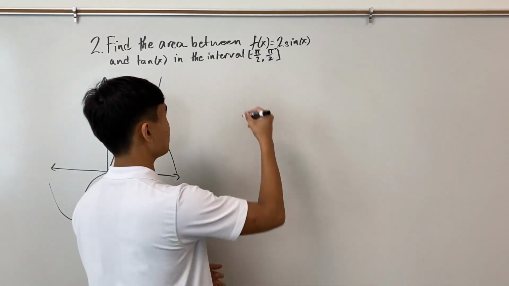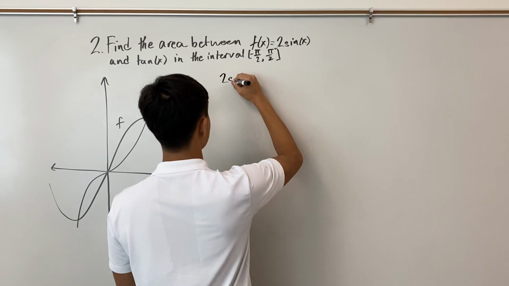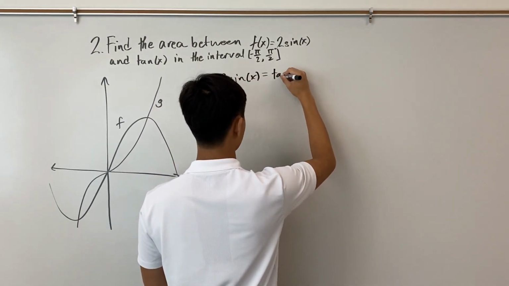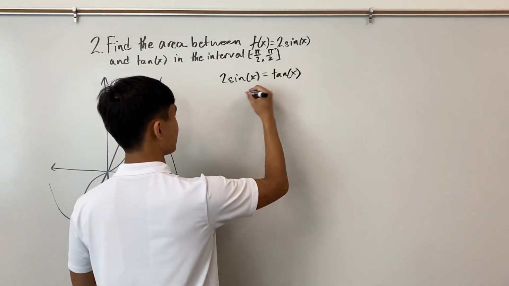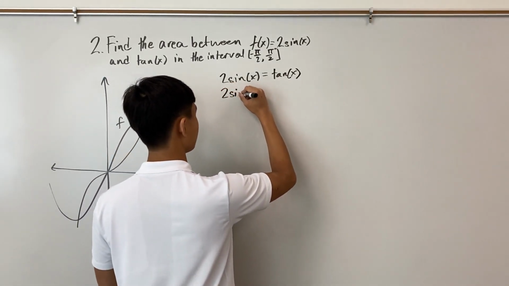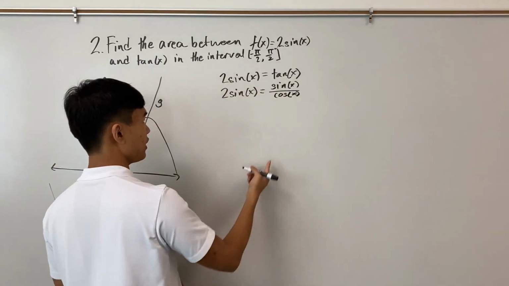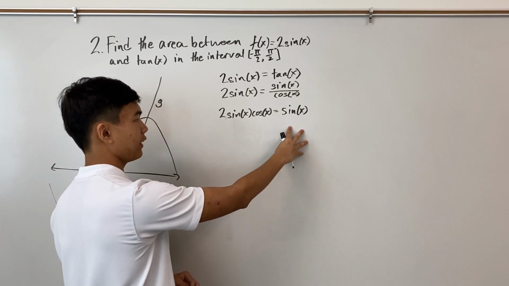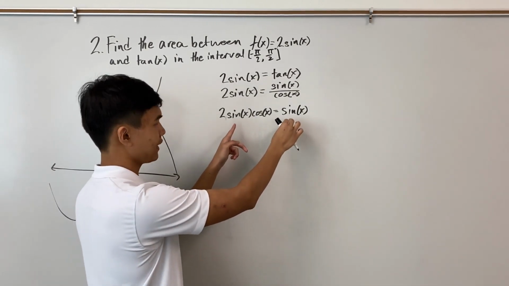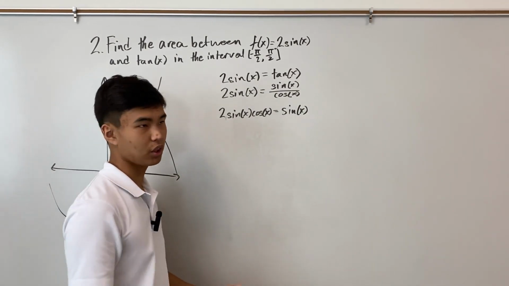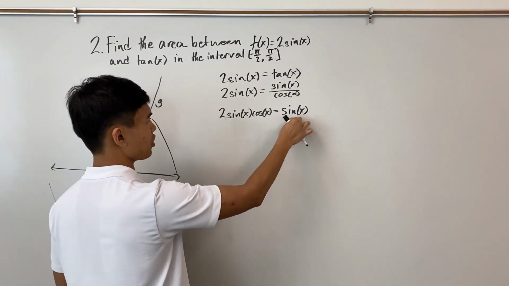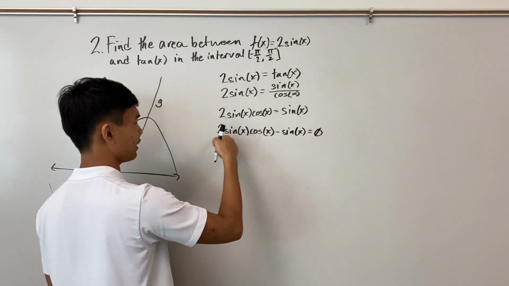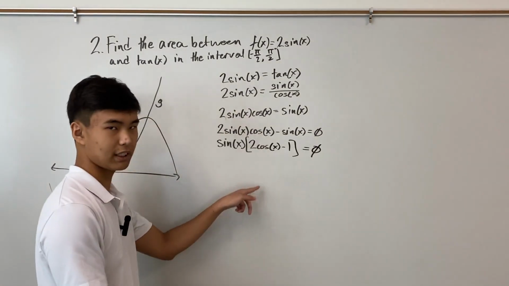So I'm going to begin by letting 2 sine of x equal tangent x, like so. And then I'm going to simplify tangent x into sine over cosine, like here. And then I'm going to multiply both sides by cosine of x, like here. And now I'm not going to divide by sine x because then we'd miss out on a solution. Instead, I'm going to subtract a sine x from both sides, like so.